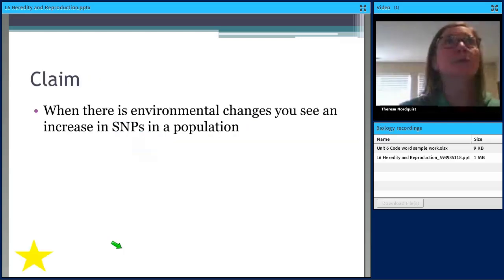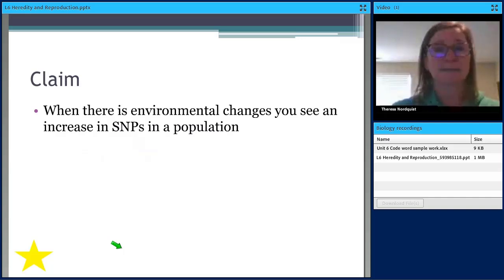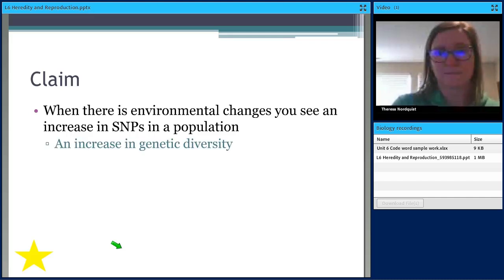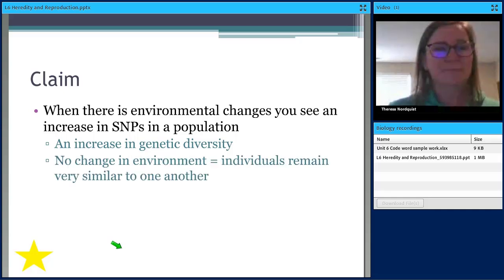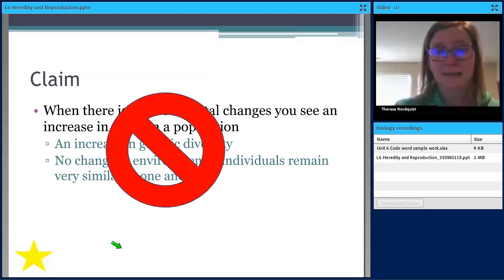Okay, your lesson has a claim. It says that when the environment changes, you see an increase in SNPs in a population. So it's saying that when there's an environmental challenge or change, there's an increase in genetic diversity because the organisms are adapting, is basically what they're saying. And that when there's no change in an environment, individuals remain very similar to one another, so you don't get a bunch of genetic diversity.